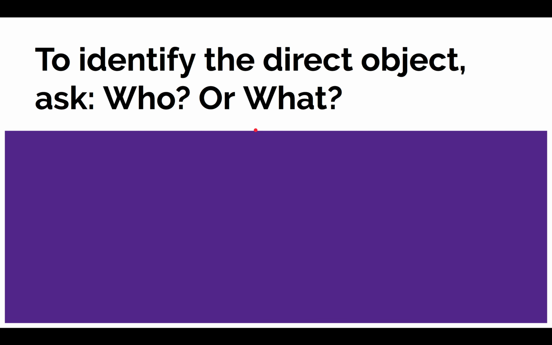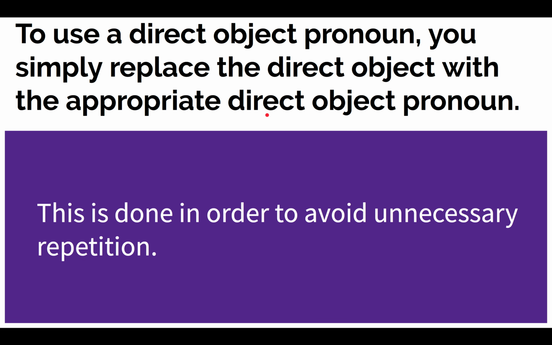The reason why we would use a direct object pronoun instead of the actual noun itself is just to avoid unnecessary repetition. For example, if we say, I bought the blouse, I wore the blouse, I paid for the blouse, we want to avoid saying the blouse over and over again, so in English we would replace that with it.